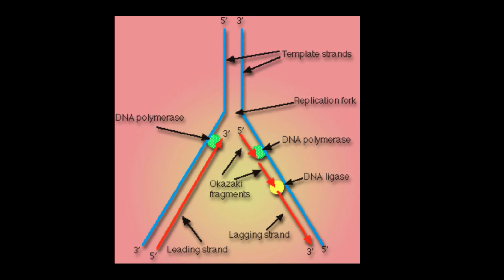The other DNA strand is replicated discontinuously in fragments. It is known as the lagging strand. The lagging strand is replicated in fragments known as Okazaki fragments that are about 1,000 nucleotides long. The strand has to be done this way because DNA polymerase can only add nucleotides in the 5' to 3' direction. The Okazaki fragments are knitted together by DNA ligase.